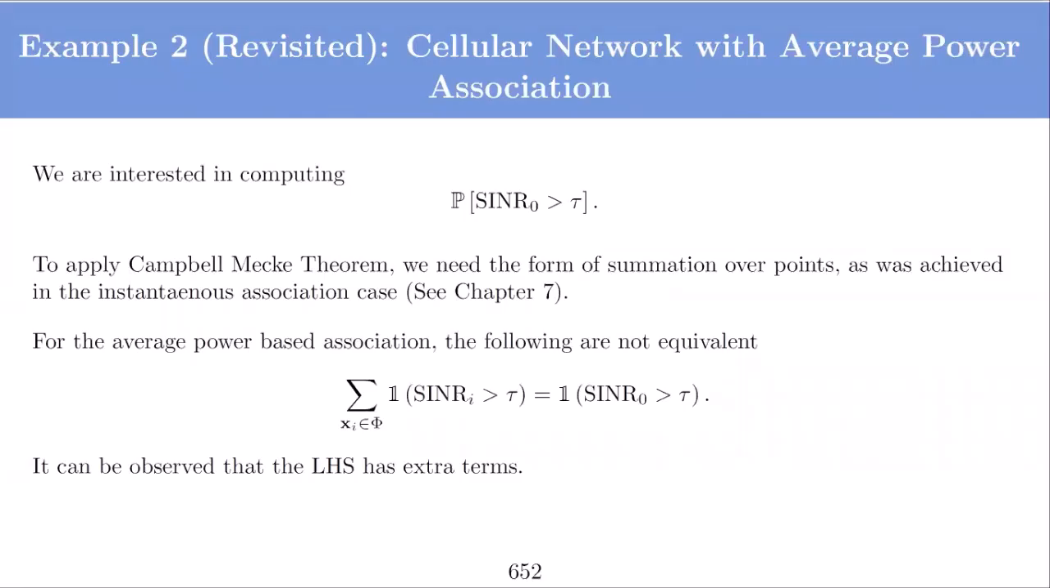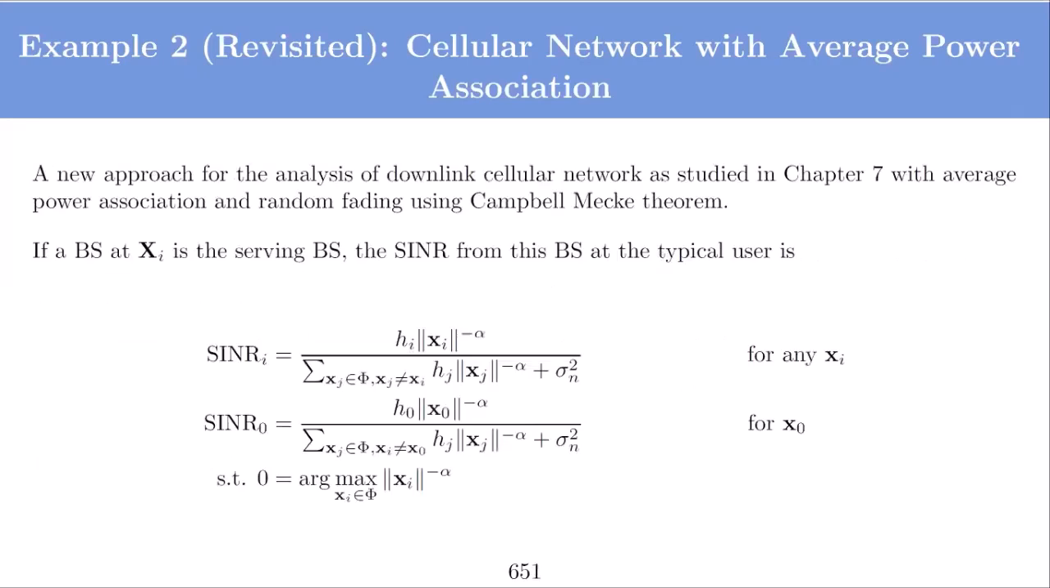So now we will take another example, which is a cellular network with average power association. We have already done this, but we will look at a new approach using the Campbell-Mecke theorem, and we'll show that the answer is the same.